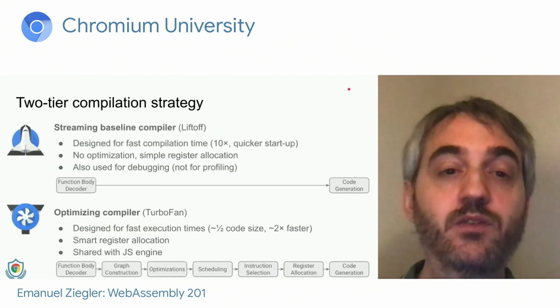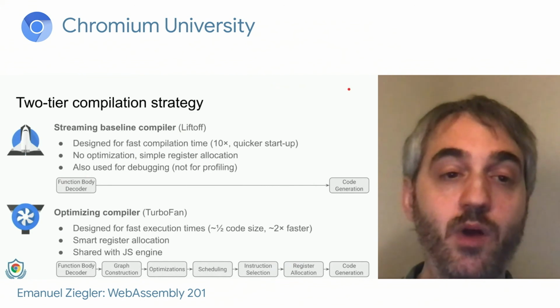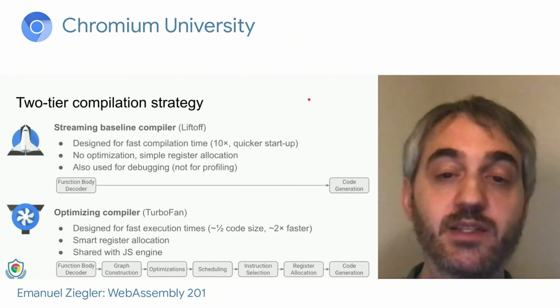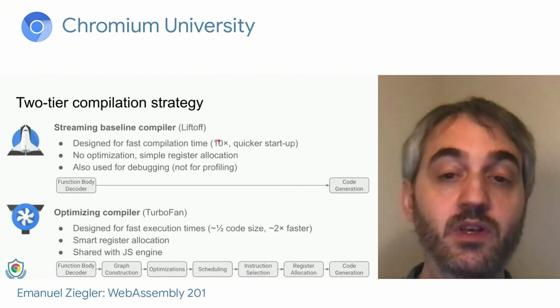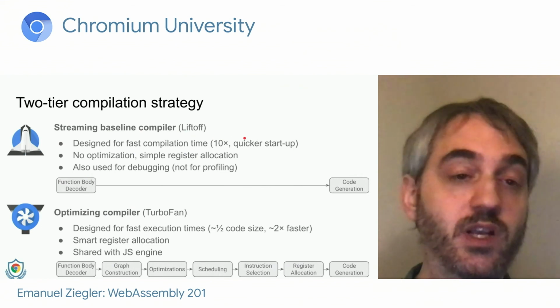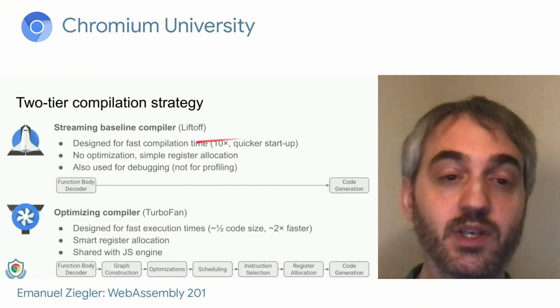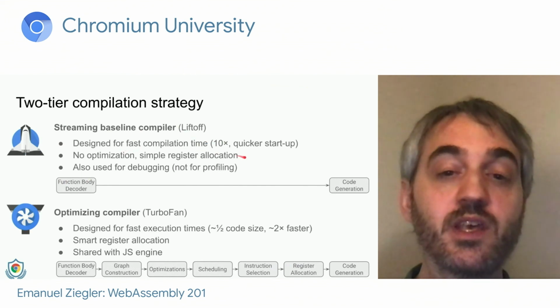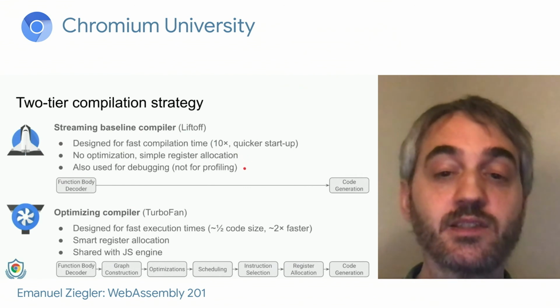What happens then once it's loaded is that we are running a 2-tier compilation strategy. Our first tier is the streaming baseline compiler called Liftoff. It's designed for fast compilation time, about 10 times faster than the second stage, which leads to a quicker startup time. So the goal is really to get your program running as soon as possible. It doesn't do any optimizations and does very simple register allocation. We also use this for debugging, but obviously not for profiling, since it's much slower.